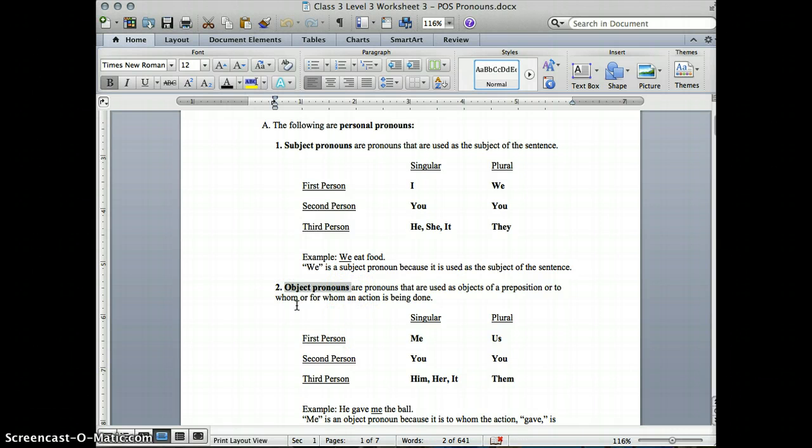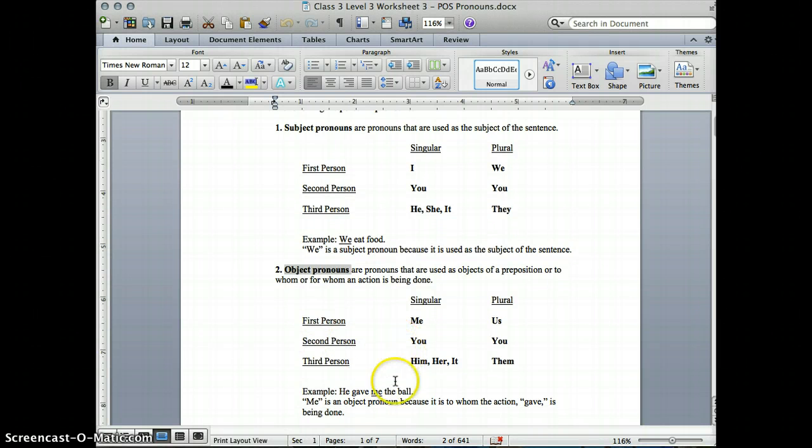Object pronouns are pronouns that are used as objects of a preposition or to whom or for whom an action is being done. So this one's kind of confusing, but it's okay, we can get through this. First let's look at some examples. We have me, us, you, him, her, it, and them. You may notice that subject pronouns and object pronouns both have you and it. Those two pronouns are the same, but everything else changes.